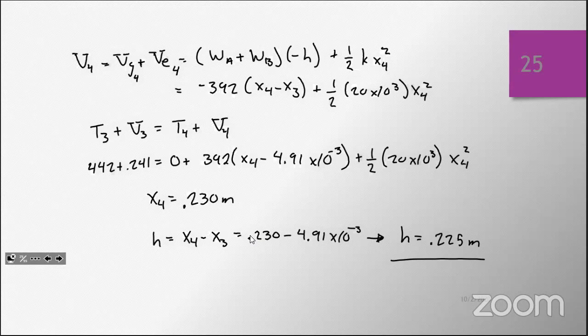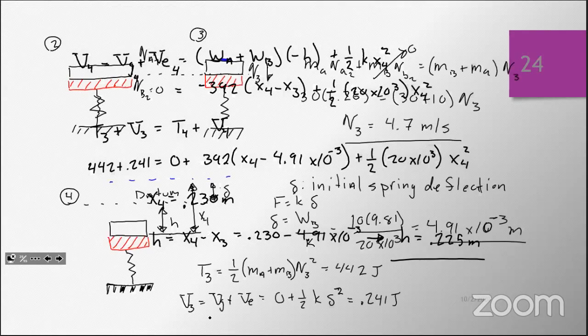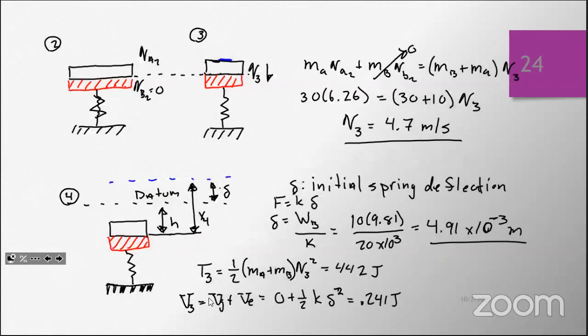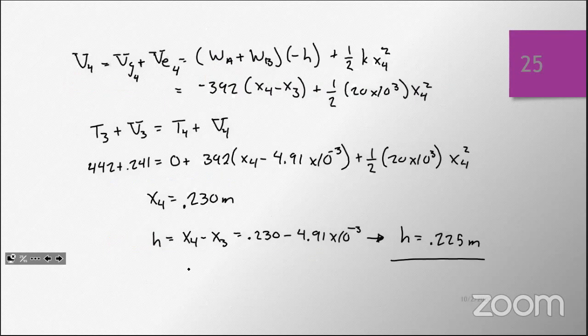Okay, so we find X4. Let's go back a slide for a second. What is X4? X4 is the total distance that we've traveled. What we want is H. We want to know how much the spring has changed. Why not convert X4 into H? You could have converted X4 into H up here, but then you'd have an H squared and you'd have to do a bunch of other stuff. It doesn't really matter, six of one, half dozen of the other. This is the way I decided to do it. So I've got 0.23 meters, and to find H, which is the height that I have moved, it's X4 minus X3. It's 0.225 meters.